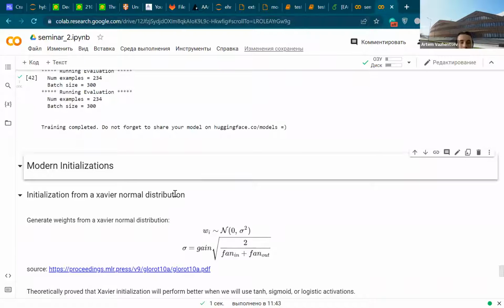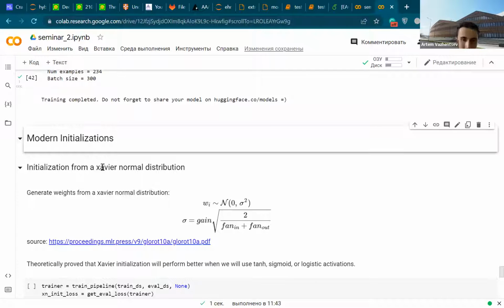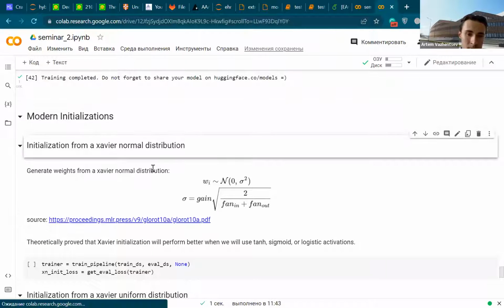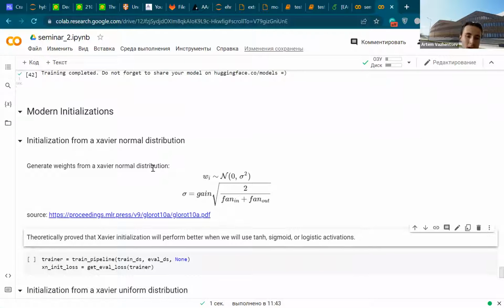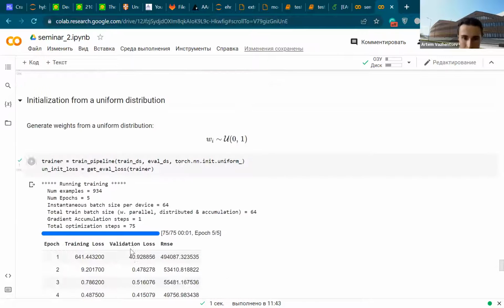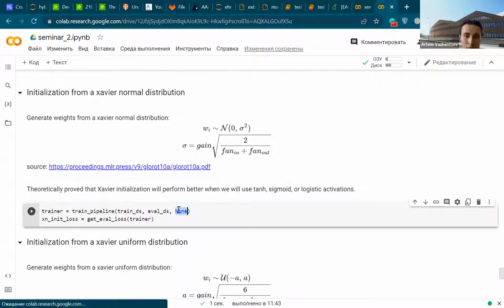And also we move to modern initialization techniques. First of all, we start with the Xavier normal distribution. This initialization technique was developed especially for sigmoid activation and hyperbolic tangent activation, because when it was developed, people did not use ReLU and other modifications of this activation. And also we can use a function from torch, called the same, but with Xavier.